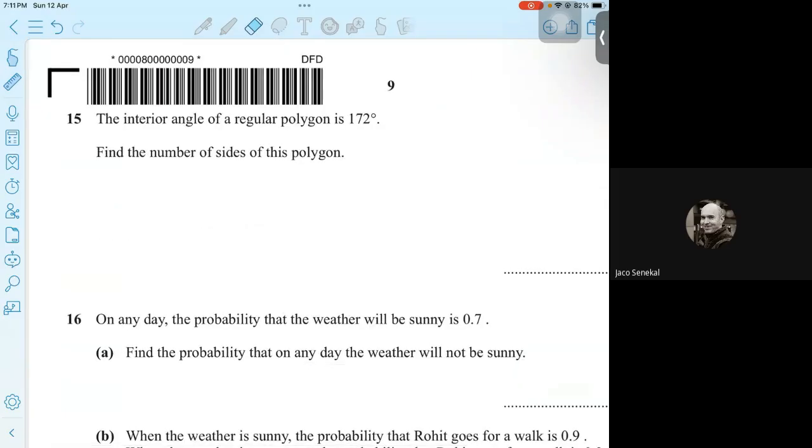We now move on to the interior angle of a regular polygon. So we know that this involves a formula. If you have gone through the syllabus, you should know this formula. This is from the chapter on, I think, shapes of regular polygons. In your textbook, you should have a chapter like this. So the interior angle they're telling us is 172. Now the question they are asking us is to find the number of sides of this polygon.